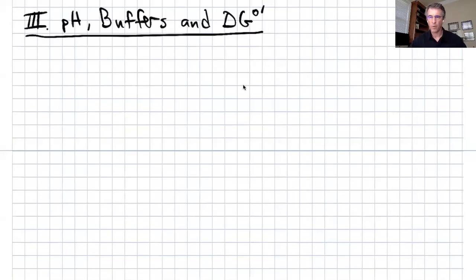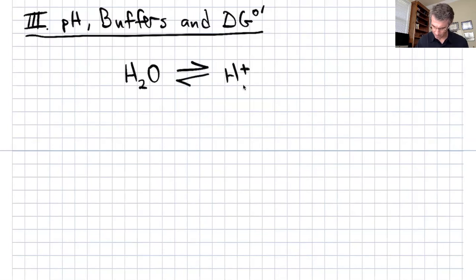Okay, now there's one basic equilibrium in biochemistry. Well, there's a lot of them, but there's one in particular that's very, very important. And it looks something like this. You've seen it before. It involves water and its dissociation into proton and hydroxyl ion, right? And we know there's an associated equilibrium constant with this.